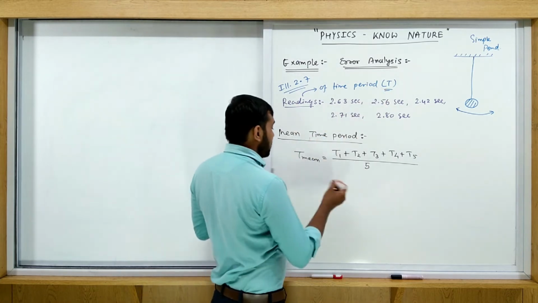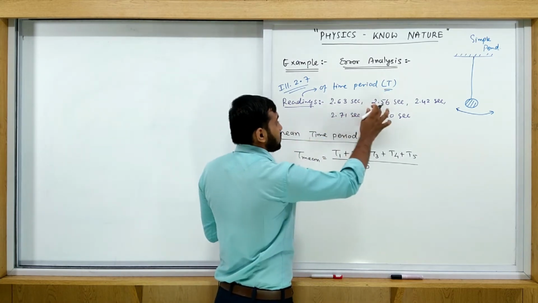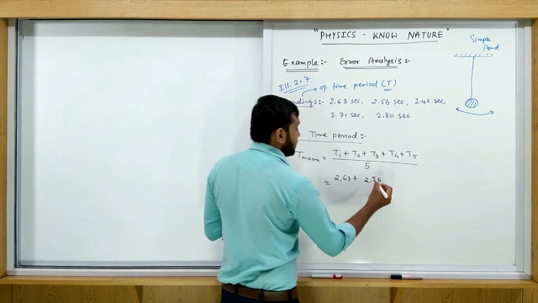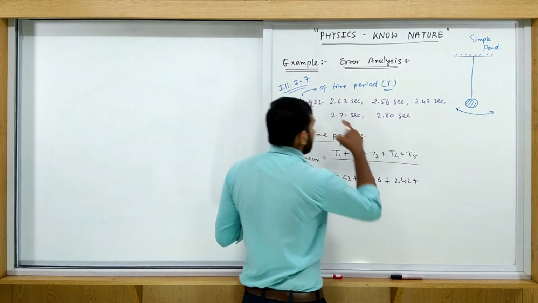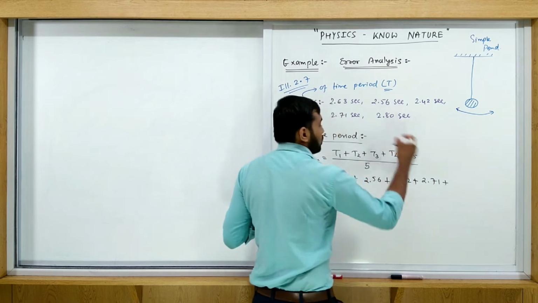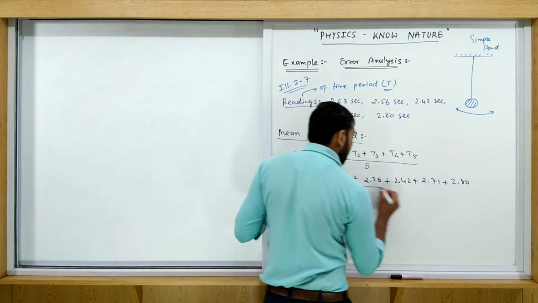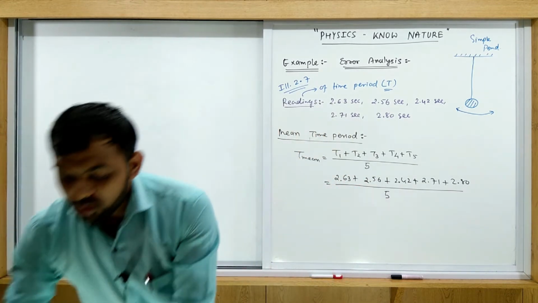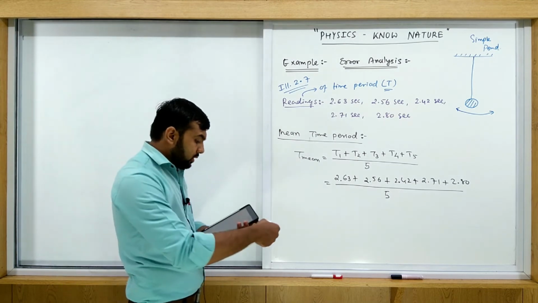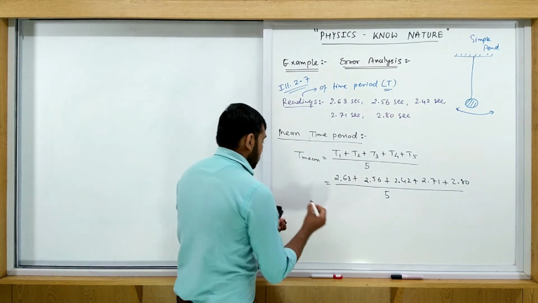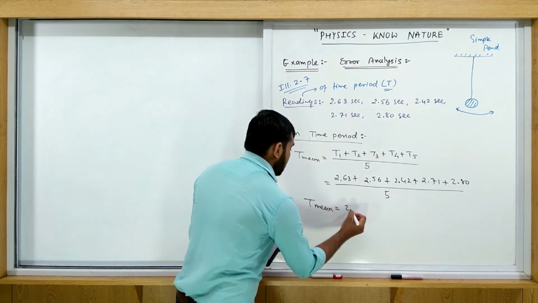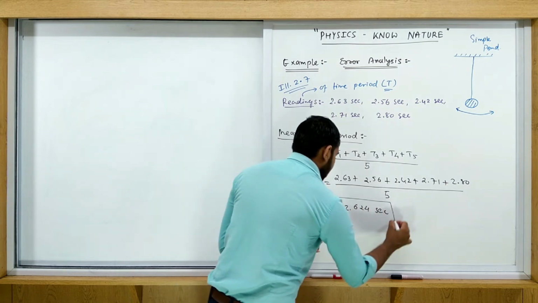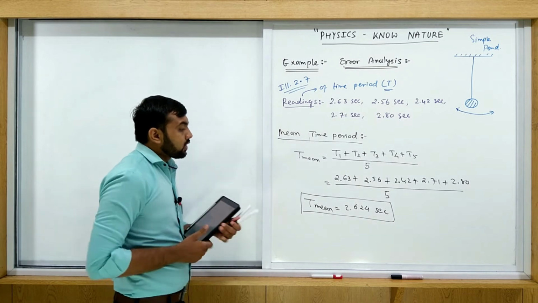So put all these values here: 2.63 plus 2.56 plus 2.42 plus 2.71 plus 2.80, divided by 5. After calculating, you get the answer T mean is equal to 2.624 second. Now let us correct this.